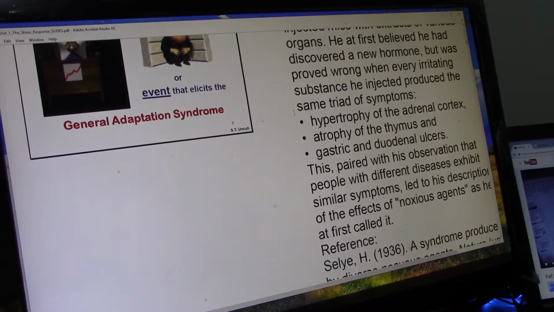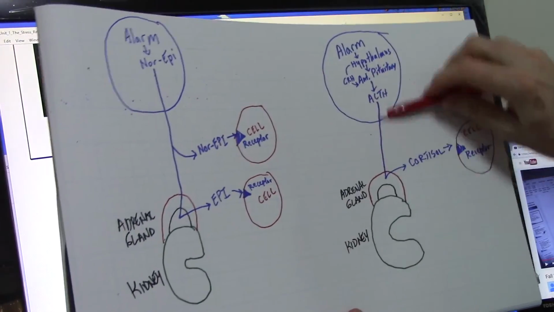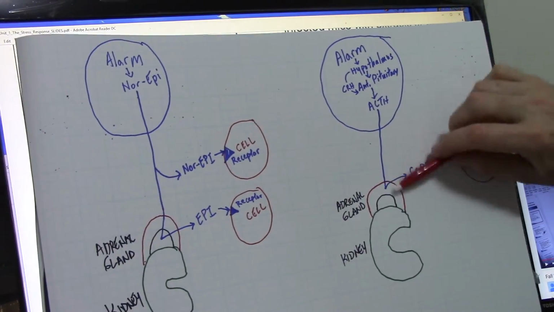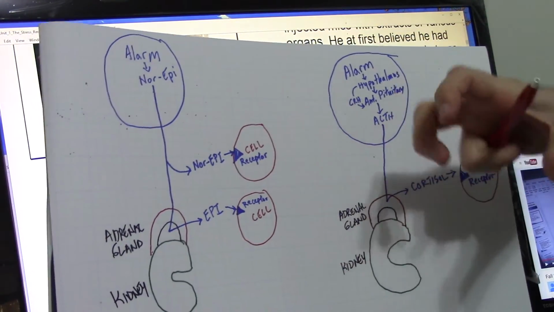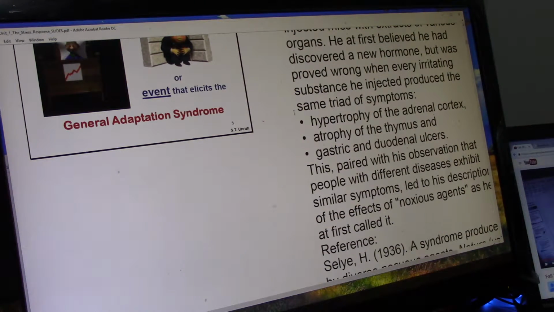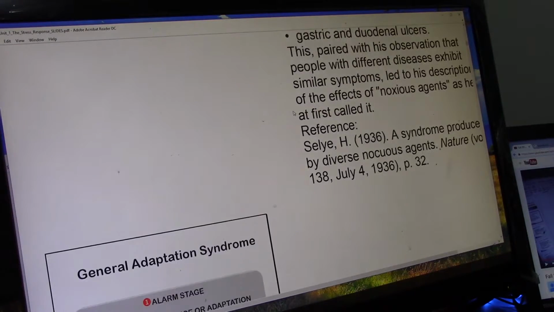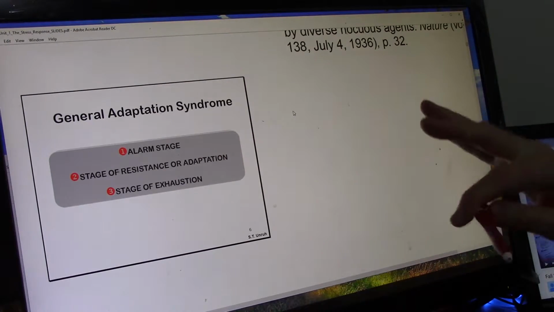And one of the reasons that you will see the hypertrophy of the adrenal cortex, of course, is that it's just constantly stimulated. And if you constantly stimulate some tissue in the body, it's going to tend to get enlarged, but not necessarily in a healthy way. In this case, in a very unhealthy way. Okay. And this general adaptation syndrome has three stages.